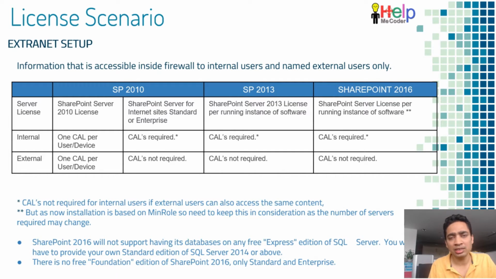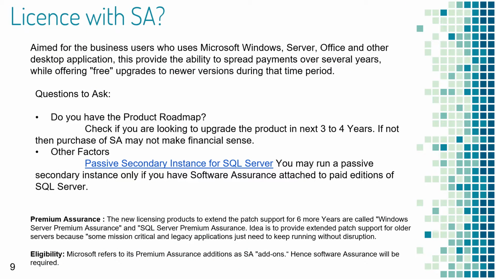But for the CAL, for internal users you still require CALs, because now they are using authenticated access. For external users you don't require CAL, so that's the same for 2013 and 2016. So this is the extranet setup.